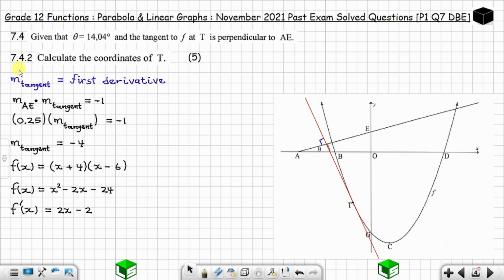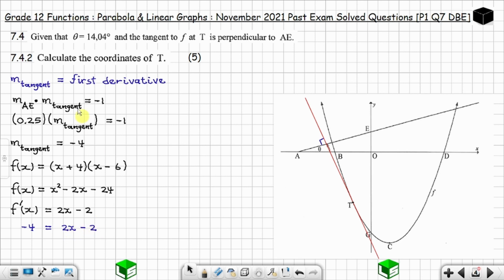Okay, now we can use this formula. This is the formula to remember. Always remember this formula. Please have this formula in mind when you are dealing with a tangent that is touching a graph at a point. So this formula will help you to find the coordinate of the point of contact. The tangent has got a gradient of -4. We calculated it. So -4 is equal to the first derivative. This is the first derivative, 2x minus 2.